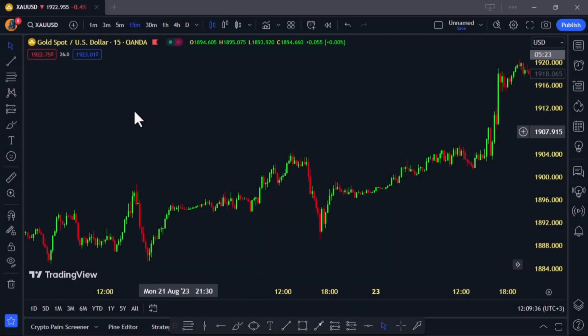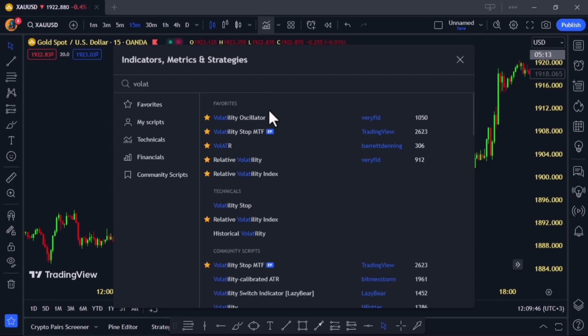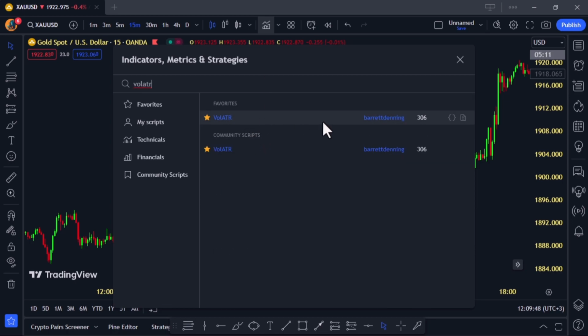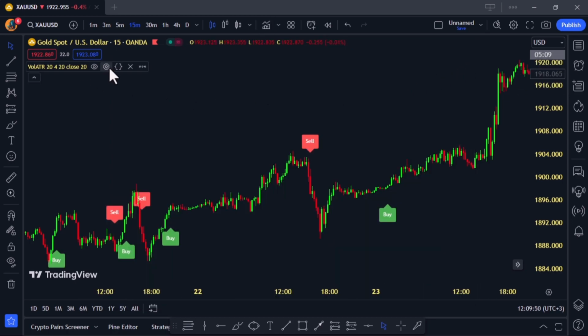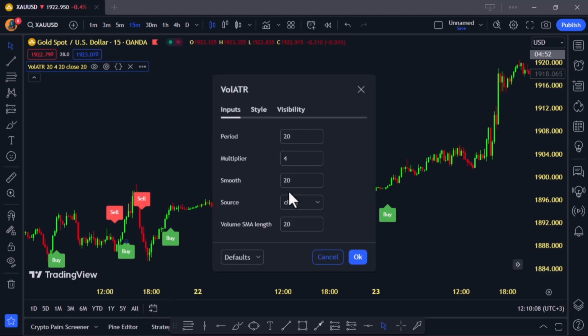Hey there, sure thing. Let's dive into TradingView and check out the volume ATR indicator on your chart. After that, we'll tweak the settings together step by step to make it work perfectly for your trading strategy.